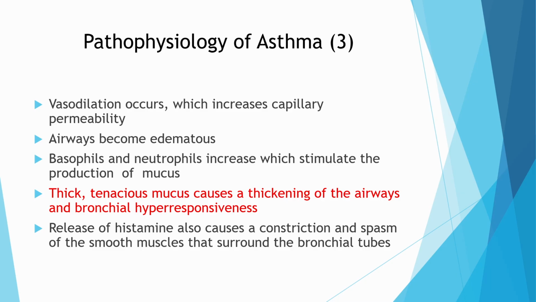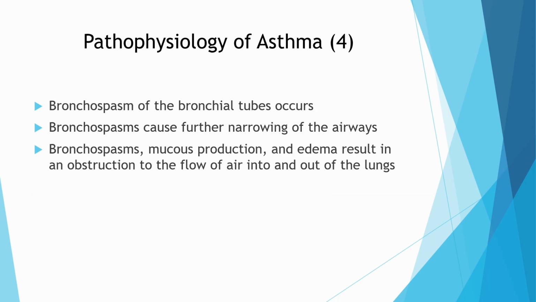Ladies and gentlemen, please take note. Release of histamine will also cause a constriction and spasm of the smooth muscles that surround the bronchial tubes. So, bronchospasm of the bronchial tubes will occur. Bronchospasms will cause further narrowing of the airways, and bronchospasms, mucus production, and edema will result in obstruction to the flow of air into and out of the lungs.